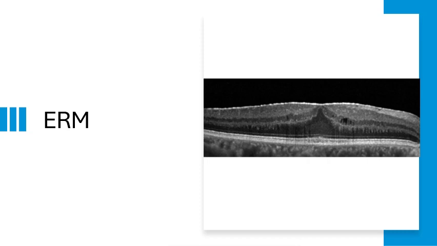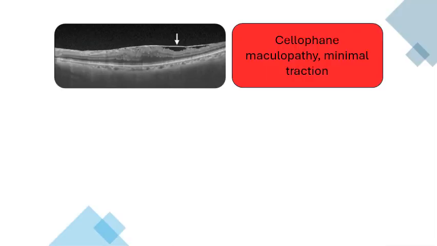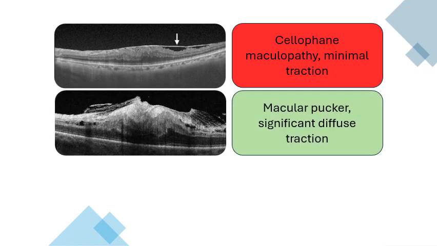Now we will move to talk about another entity, which is the epiretinal membrane. When we are interpreting the OCT of an epiretinal membrane, it's important to differentiate between thin epiretinal membranes, which are called cellophane maculopathy and are characterized by minimal traction on the macula, and we need to differentiate them from the thick macular pucker with significant diffuse traction on the macula.